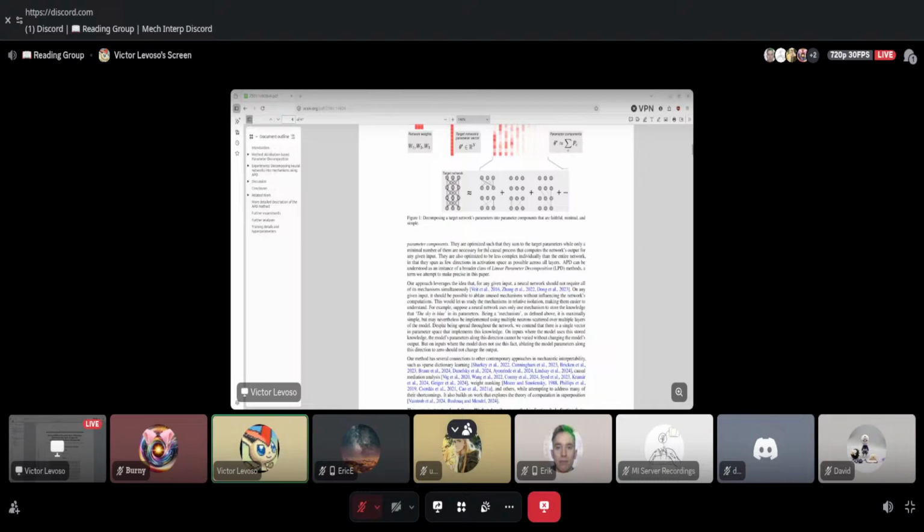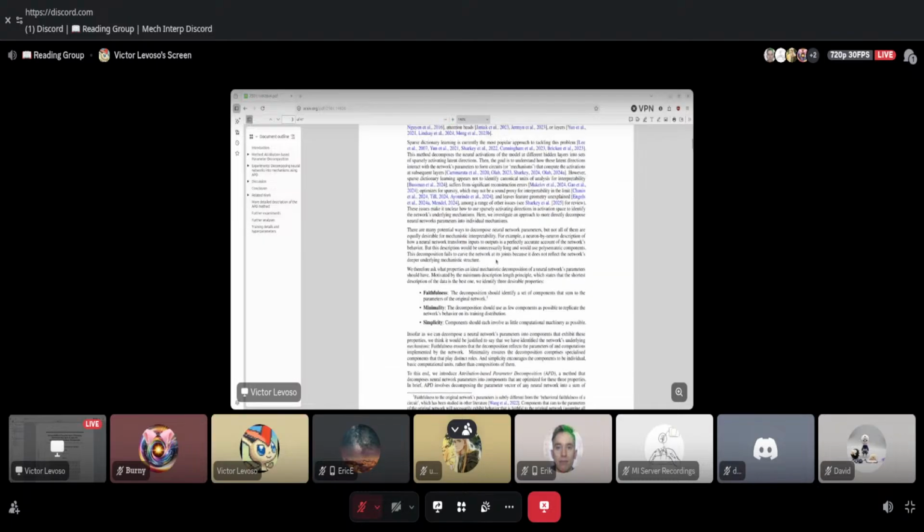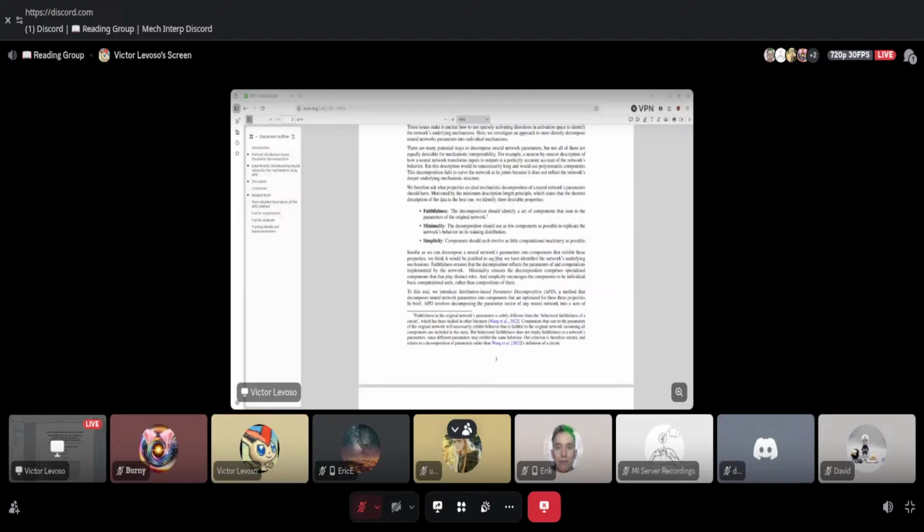Okay, so we want faithfulness, minimality, and simplicity. Faithfulness means a set of components that sum to the parameters of the original network. So they are not throwing out things that they think are noise. They're actually trying to add up to the parameters. This is different from behavioral faithfulness of the circuit.